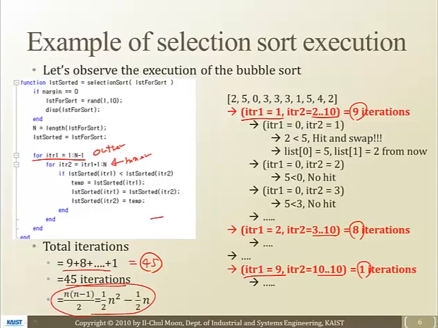And it is structured in this way, right? I starts from 1 to n minus 1, sorry, n minus 1. J starts from I plus 1 to n. If you just calculate this, then you will have this one.